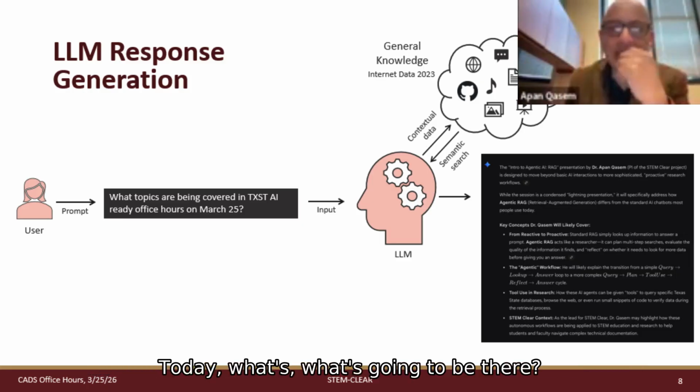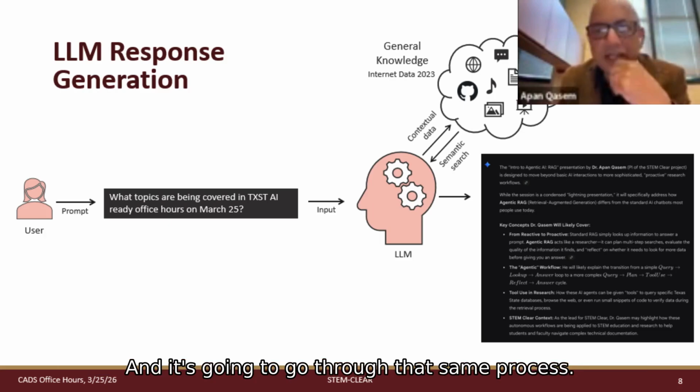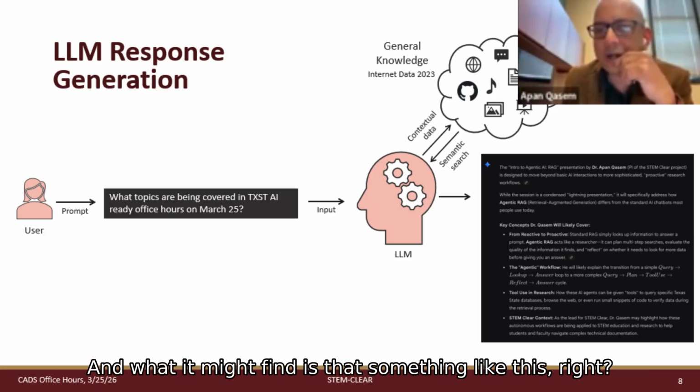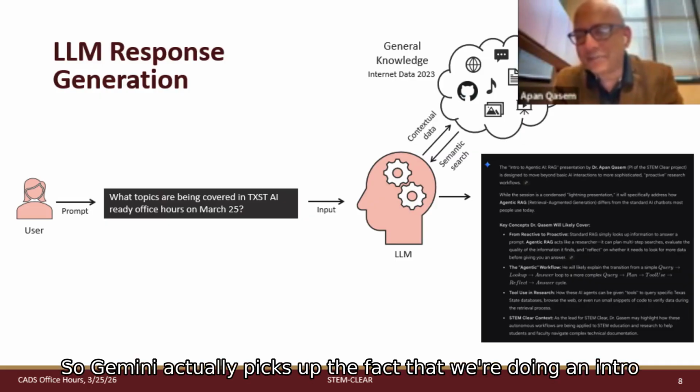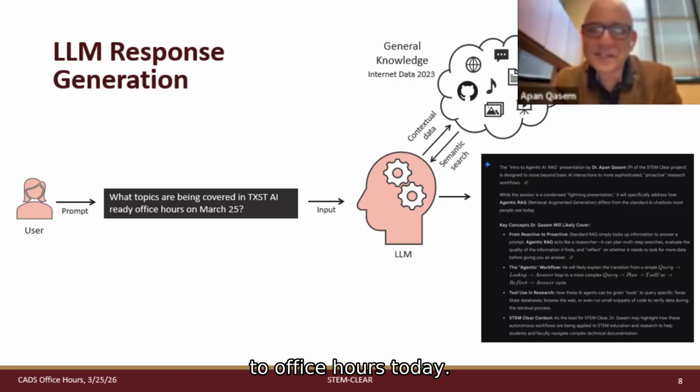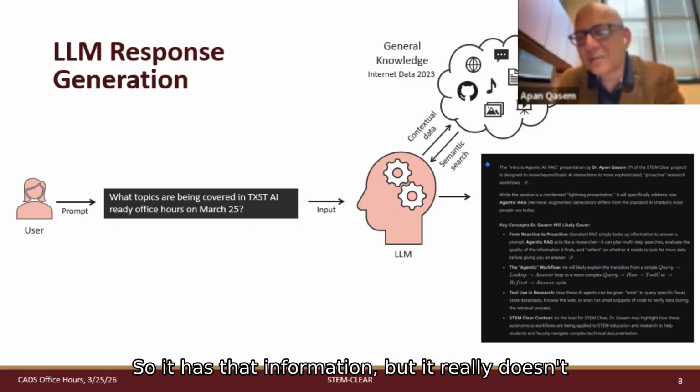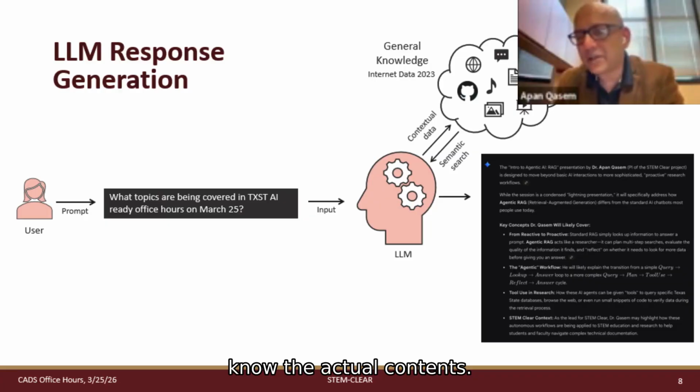Today, what's going to be there? And it's going to go through that same process. And what it might find is something like this, right? So thanks to Destiny's clever marketing, Gemini actually picks up the fact that we're doing an intro to office hours today, Texas State CAD's office hours today. So it has that information, but it really doesn't know the actual contents.